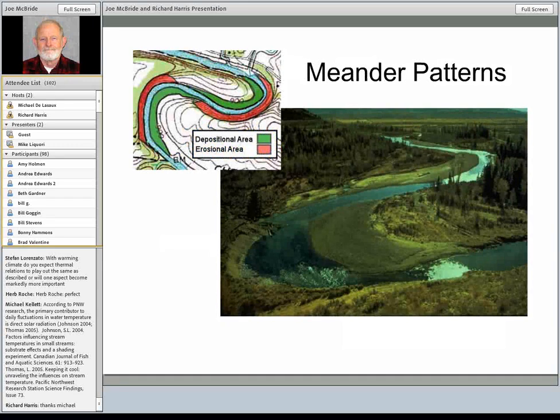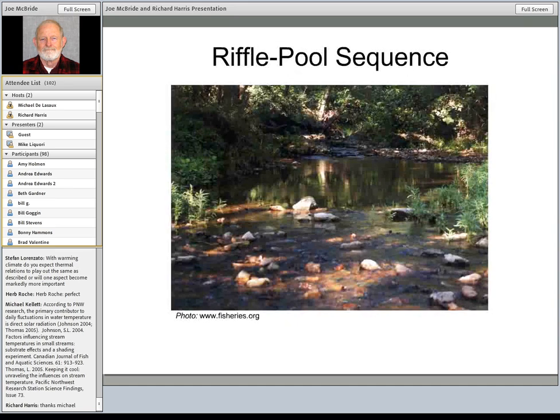Streams, of course, on their lower reaches tend to meander, and this meandering results in the cutting of the outer banks in the curves of streams due to the higher velocity of the water at that location, and then deposition forming what are called point bars on the inside of curves of streams. And these meander patterns become very important to the ecology and establishment of riparian vegetation.